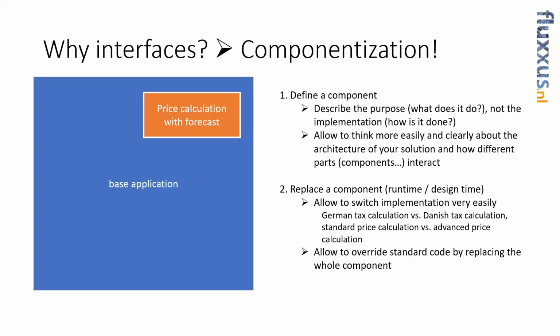So in this example on the left side, you could say the price calculation blue box with a white outline is going to be overridden with the orange one, the price calculation with forecast. And yes, we could extend any component. We could add functionality by extending the enum that implements the interface, and implement another interface code unit implementation for a new enum value. I'll show you a couple of examples later on.